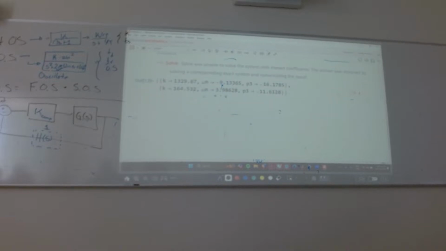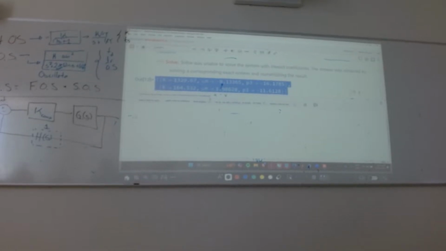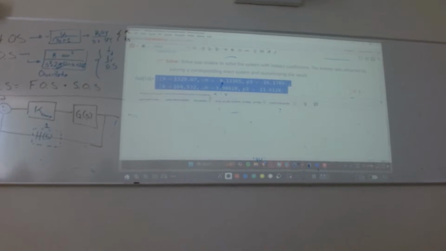Y ya, la ganancia. ¿Cuál de estas dos posibles soluciones es la correcta? Váyanme diciendo. La de abajo, la segunda, porque no tiene una frecuencia natural negativa. Otra vez, no tiene sentido decir que hay una frecuencia negativa.